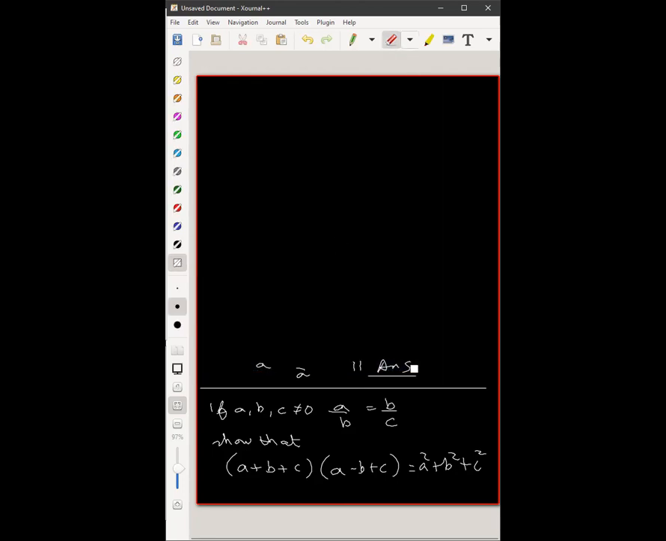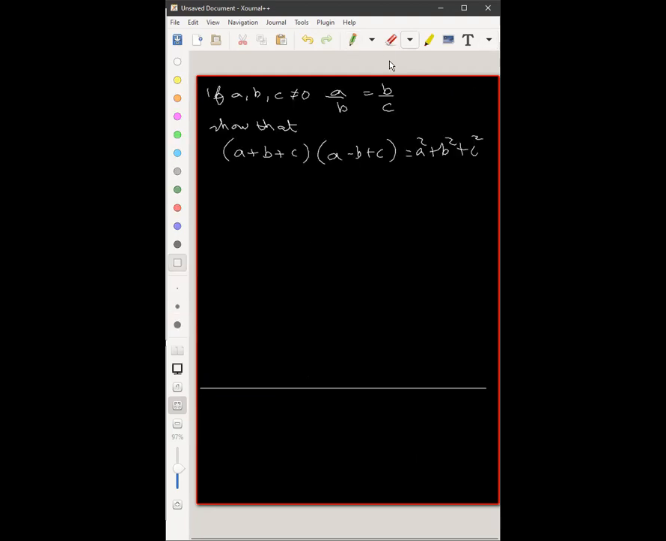If a, b, c, all three are non-zero, show that (a plus b plus c)(a minus b plus c) is equal to a squared plus b squared plus c squared. Paki, don't get scared by the question. Have confidence to solve it. Don't get scared by questions. All of you will solve this on your own.